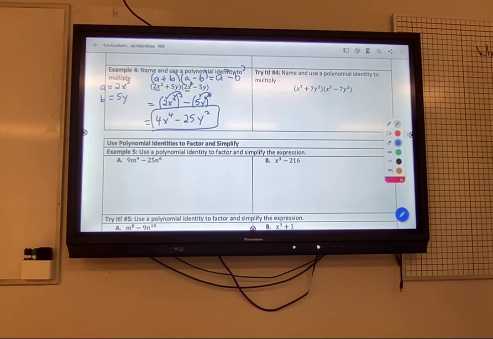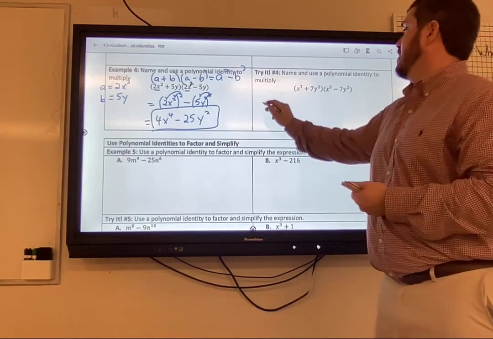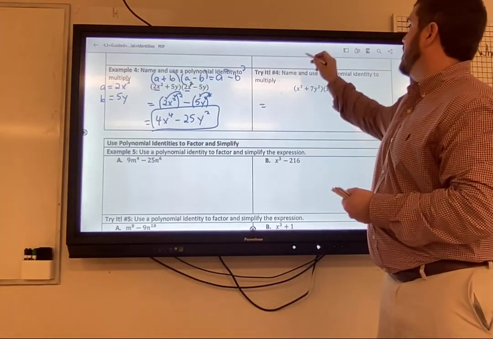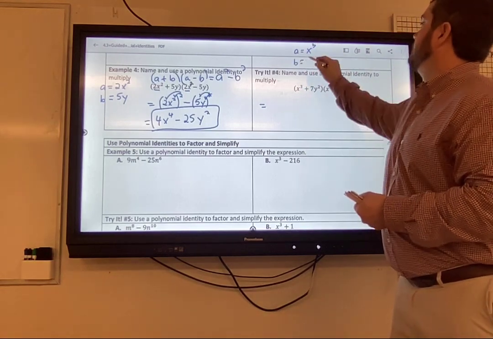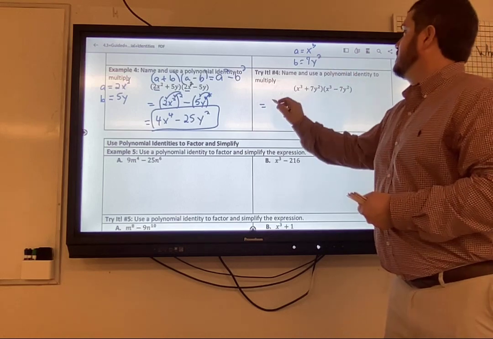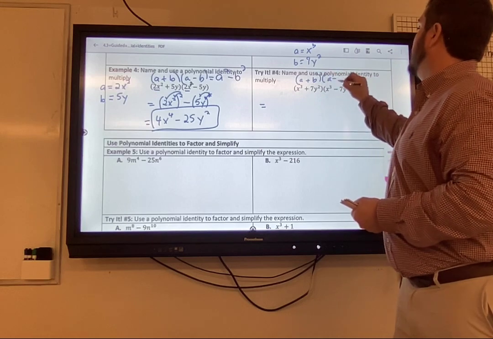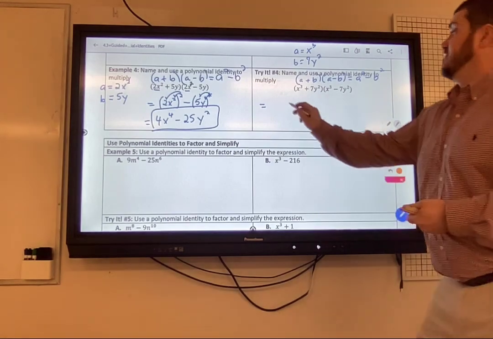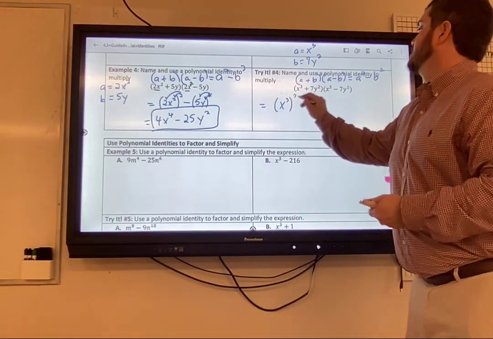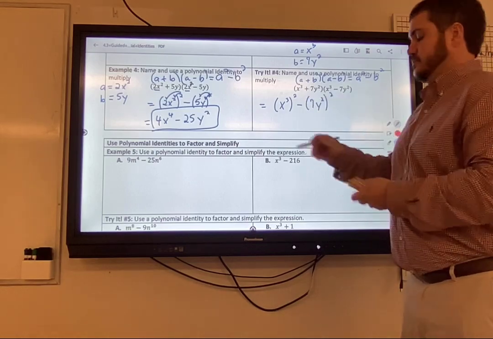Guys, the difference in squares works out pretty sweet. Like this one. This is another difference of squares. What would A be on try it for? X cubed. What about B? So we're doing A plus B. We know that when we multiply A plus B times A minus B, you're just going to get whatever A squared is. So write that down. X to the third squared minus 7y squared.